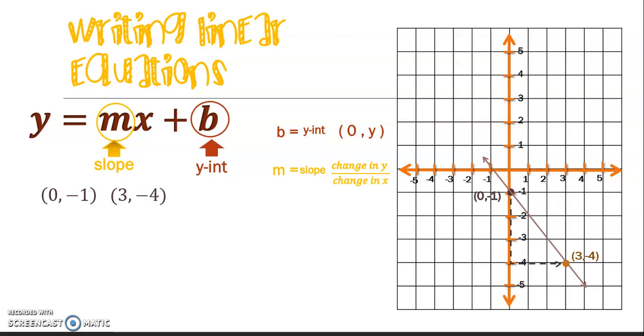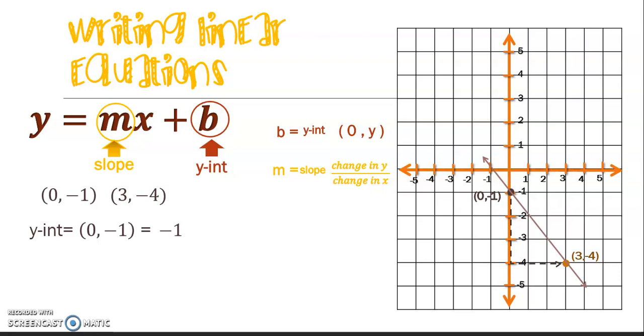And our slope is the change in y over the change in x. How can I identify it? Well, I'm going to see in here which is my y-intercept. Well, it's the one that doesn't move. It's the one that is on the y-axis. So as you can see here, the ordered pair that is on the y-axis is (0, -1). So that's why my y-intercept is (0, -1). But when I write the equation, I don't need to put it like this. I just need to say which is my b. My b is -1.